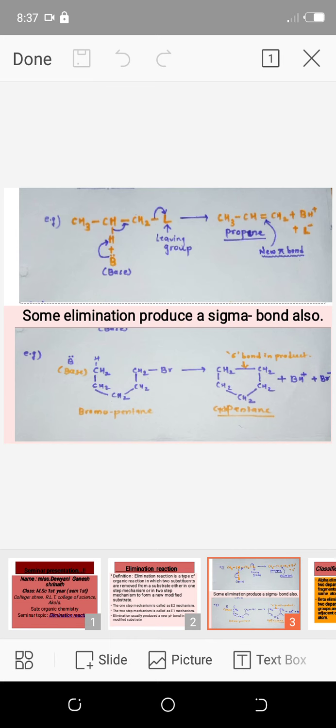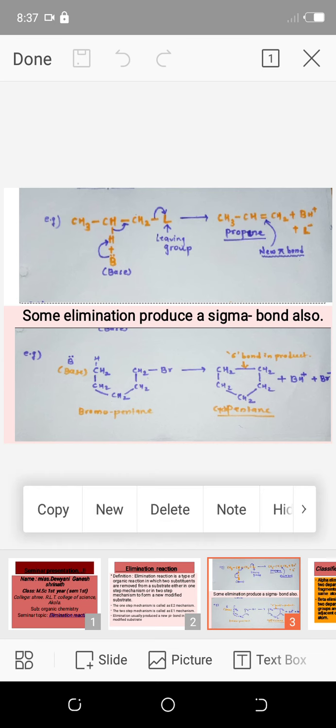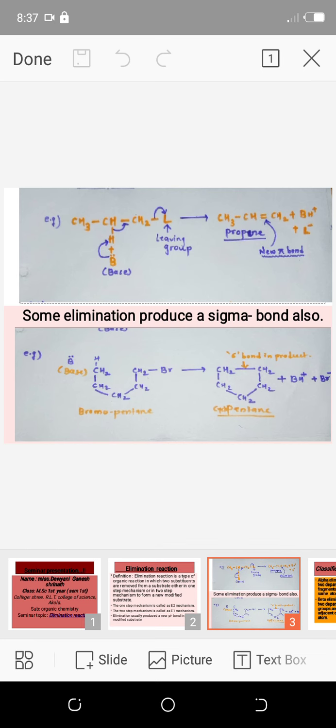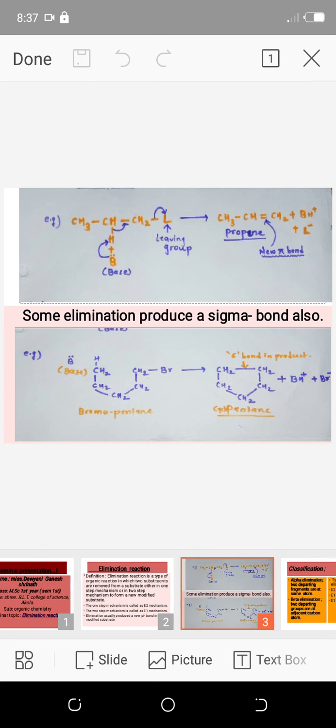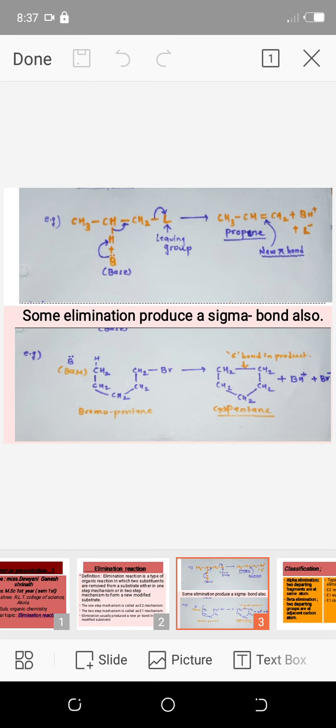Some eliminations produce a sigma bond instead of a pi bond, but it is a very uncommon or rare case. See the example of bromopentane. On this bromopentane, when a base attacks, the hydrogen and this bromine atom will be removed, and there is a formation of cyclopentane in the product. Means there is a formation of a new sigma bond instead of a pi bond, and two small fragments, that is BH positive and Br negative.